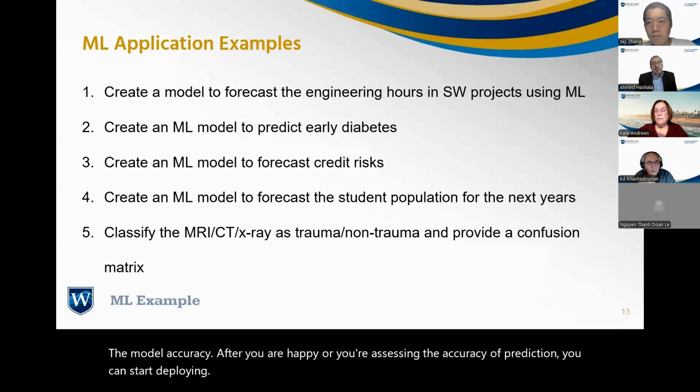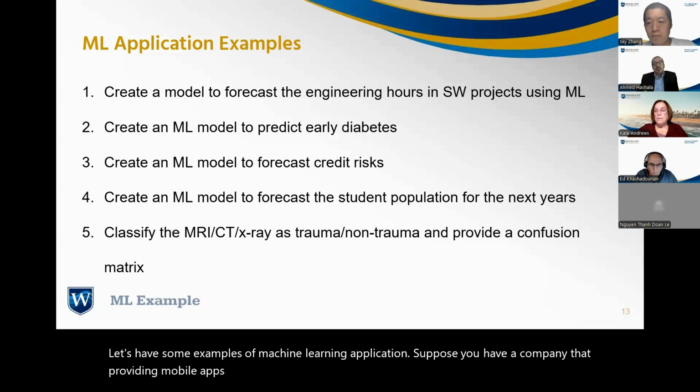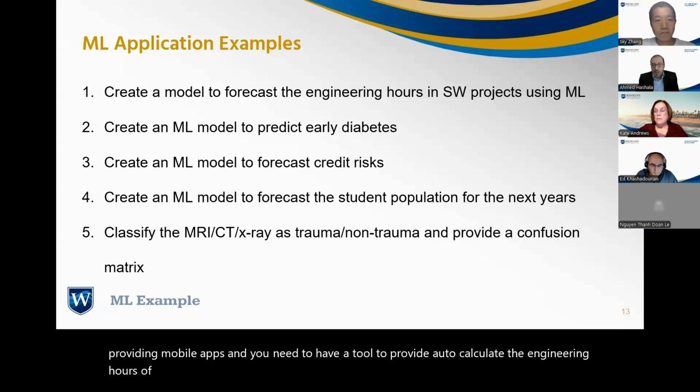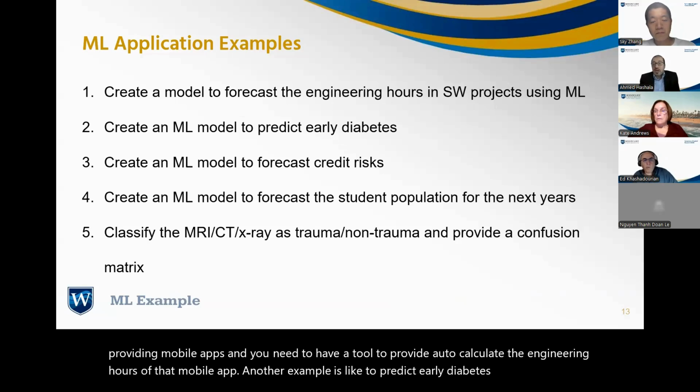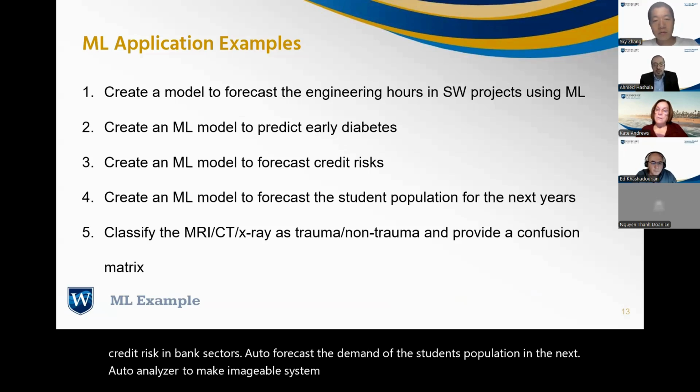Let's have some examples of machine learning applications. Suppose you have a company providing mobile apps, and you need a tool to calculate the engineering hours of that mobile app. Another example is to predict early diabetes, to forecast credit risk in the banking sector, to forecast the student population in the next year, or to do image processing for MRI, CT, and X-rays to identify whether it is trauma or non-trauma.